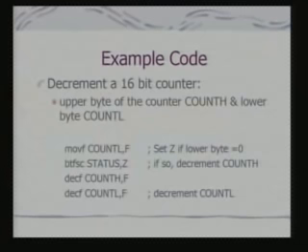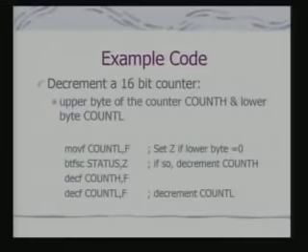Let us start looking at some of these example codes, because what you have learned so far are instructions. Now, using these instructions, you have to write small codes so that the processor can do useful operations. This is a very simple example, that of a 16-bit counter.